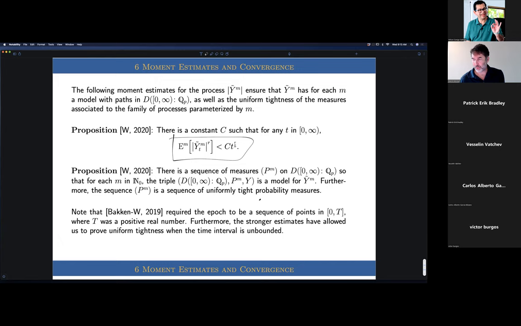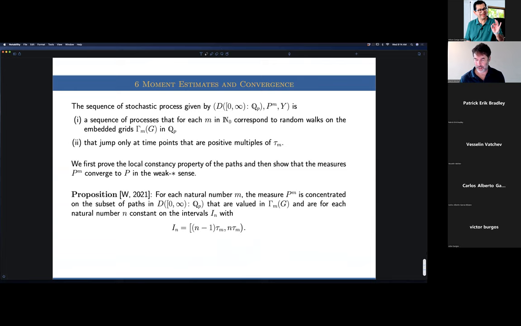So actually what you get out of this is a much stronger approach. We get a much stronger result. So in the newer work, and this is on the archive in 2020, but I need to submit it. I'm just editing it this week, and hopefully I'll submit it this weekend. But there's a sequence in this new work, a sequence of measures, right? So that this triple is a model and it's uniformly tight. That's great.